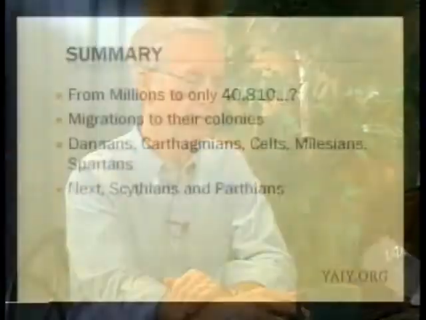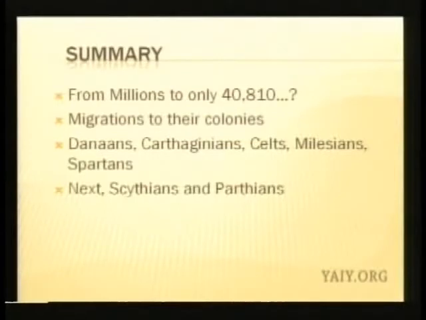So in summary, they went from millions down to only 40,810 in the final captivity by the Assyrians of the northern 10. Where did they go? I submit it was in the form of migrations to their colonies, which were spread basically over Europe and northern Africa. They migrated in the form of the Danans, tribe of Dan, Carthaginians, Celts, Milesians, Spartans.